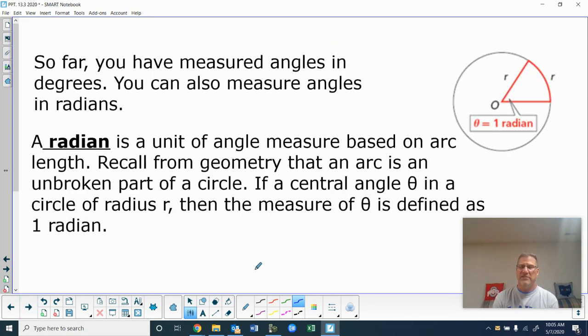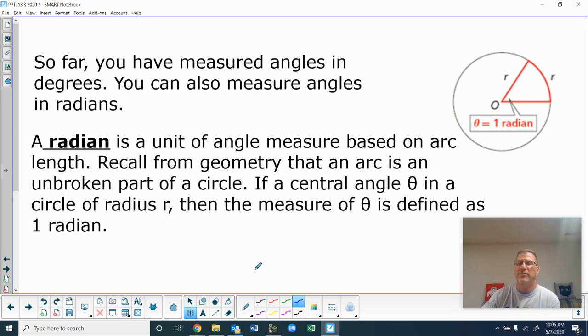Okay, so here's the explanation about what a radian is. It says, so far you have measured angles in degrees. You can also measure angles in radians. A radian is a unit of angle measure based on arc length. Recall from geometry that an arc is an unbroken part of a circle. If a central angle theta, that's our symbol for theta, remember, in a circle of radius r, then the measure of theta is defined as 1 radian.